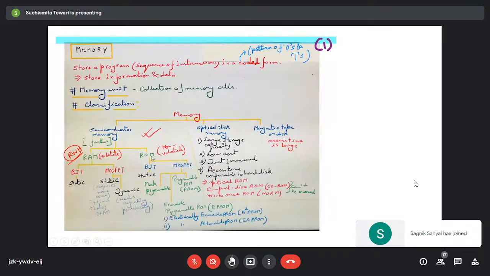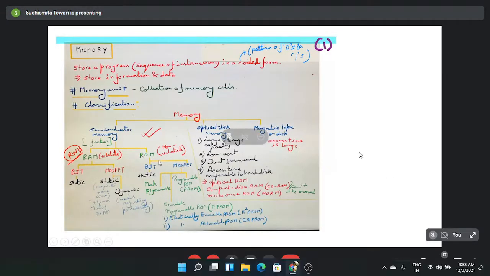And obviously you need some programs to be stored permanently, because for Eclipse or Turbo C, whatever the application be, some programs must be there that ensure that the application can run smoothly. So that is stored in ROM. Now these two are both random access type memory.